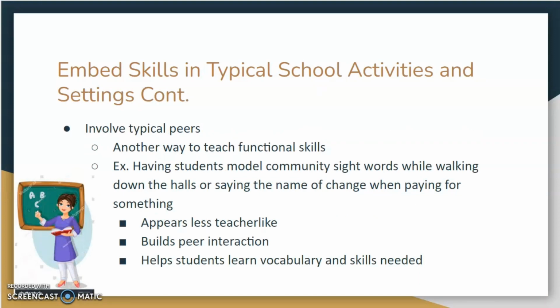Another way that you can teach these functional skills would be involving typical peers. This could be having students, as they walk down the hallway, model the community sight words, like women on a bathroom door, or saying the name of a piece of change while they're paying for something, like quarter, nickel. It appears to be less teacher-like to the student and helps to build the peer interaction within class. It can also help students learn their vocabulary and the skills that are needed for their future.